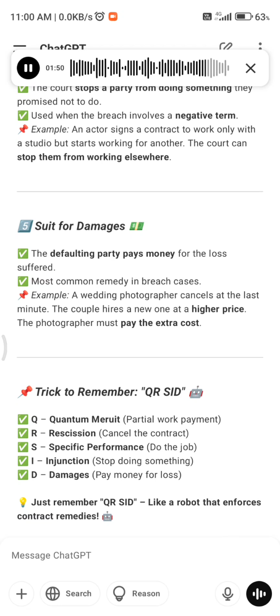Trick to remember: QR-SID. Q, quantum meruit, partial work payment. R, rescission, cancel the contract. S, specific performance, do the job. I, injunction, stop doing something. D, damages, pay money for loss. Just remember QR-SID, like a robot that enforces contract remedies.